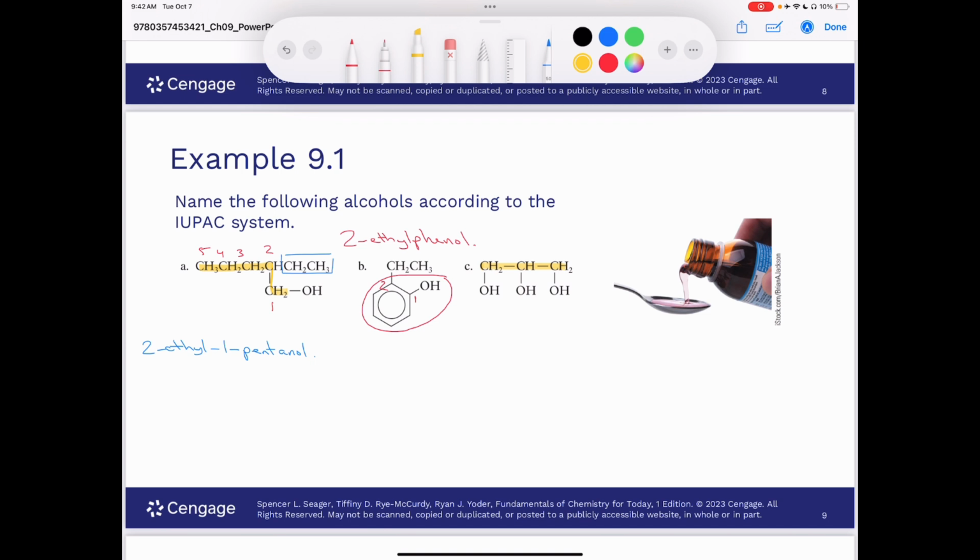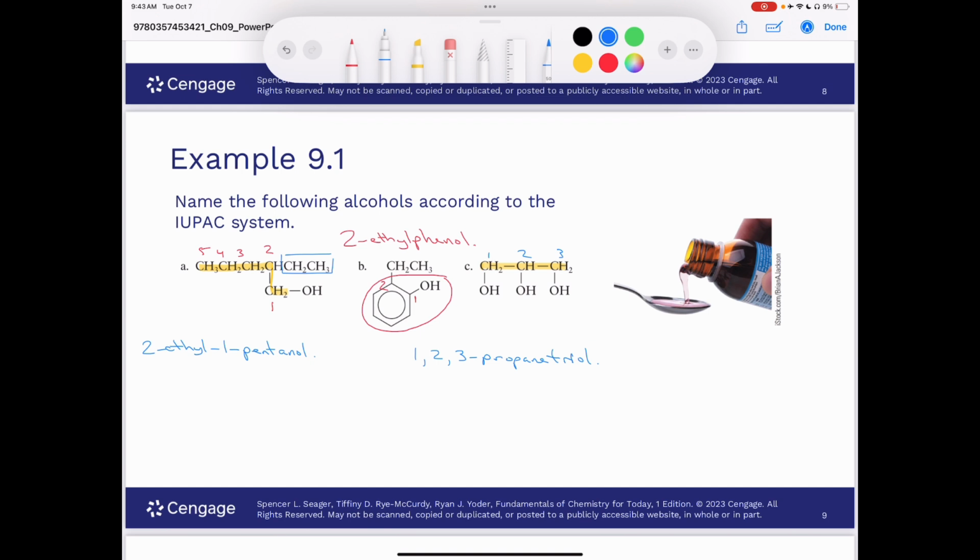So this is some kind of propane. And we have hydroxyl groups on carbons 1, 2, and 3. So this would be 1, 2, 3 propane triol. So 1, 2, 3 propane triol, like that. So 1, 2, 3 propane triol.